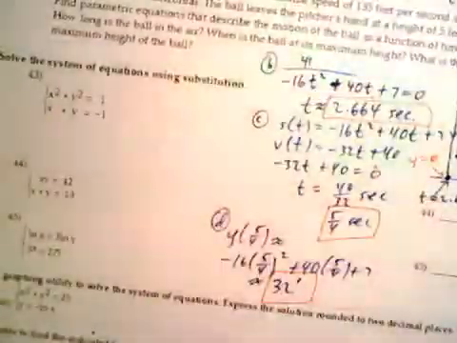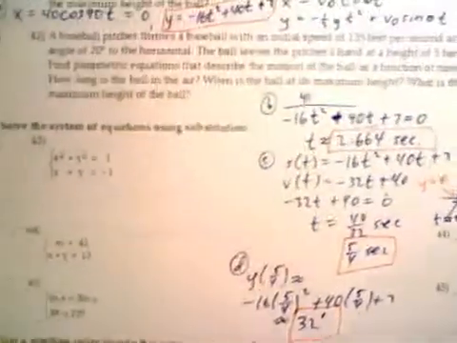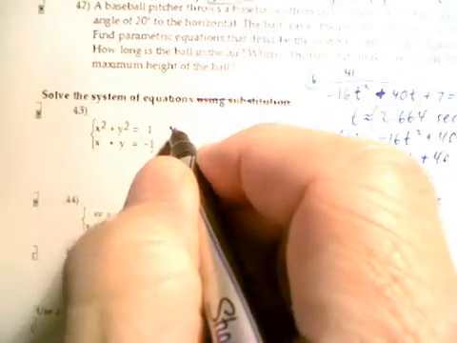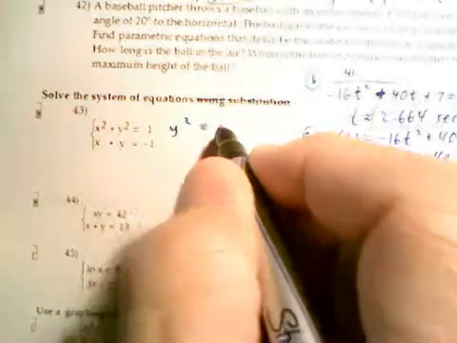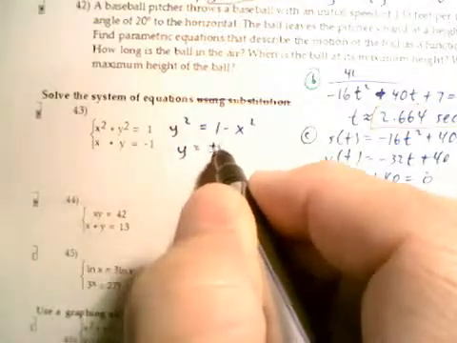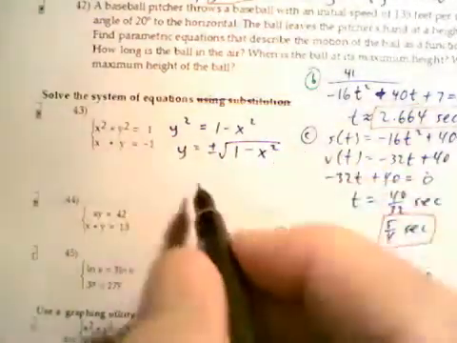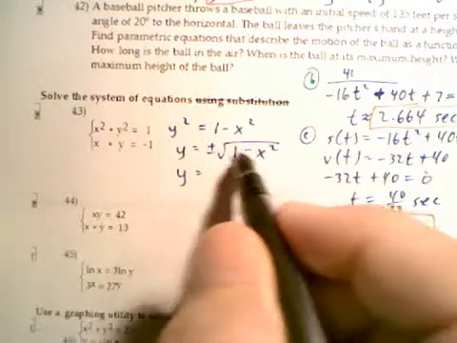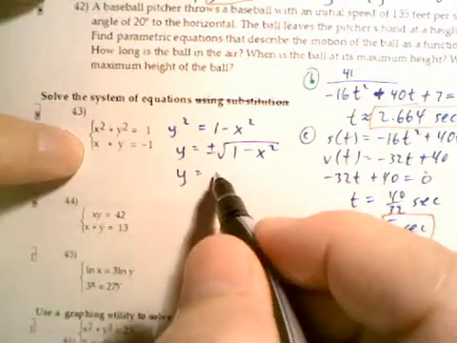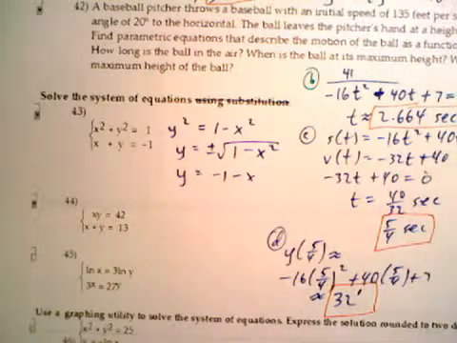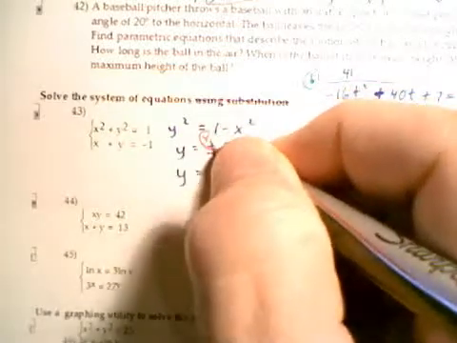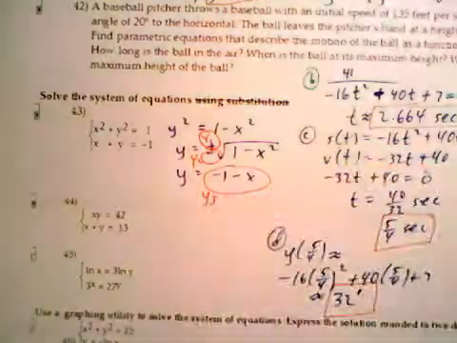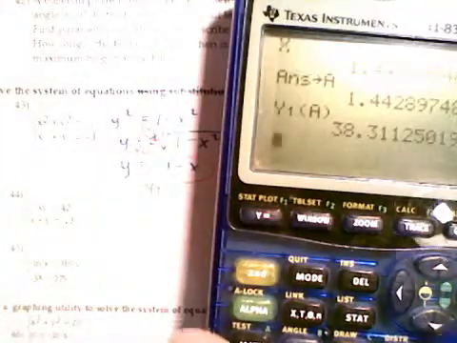Alright, so numbers 43 through 45, we're solving systems using substitution. No, we're going to use the calculator, okay? First thing we have to do is solve for y. So y squared equals 1 minus x squared, and y equals plus or minus the square root of 1 minus x squared. Okay? And then, that plus or minus indicates we have a first equation and a second equation. Then the third equation would be y equals negative 1 minus x. So the positive square root would be your y1. Your y2 would be your negative square root. And then your y3 would be the other one, negative 1 minus x. So that's what we're going to do.